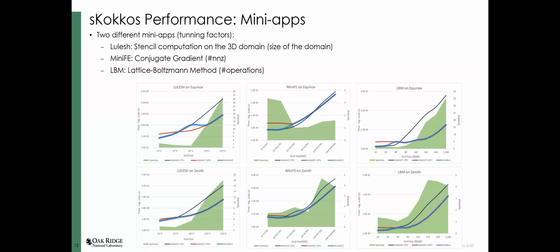Lattice-Boltzmann is a method for computational fluid dynamics simulation. In this case, it's a very memory-bound operation, so the most important factor is the number of operations. So we use different factors depending on which are more important for the different applications that we have used, and then we run Kokkos, right?